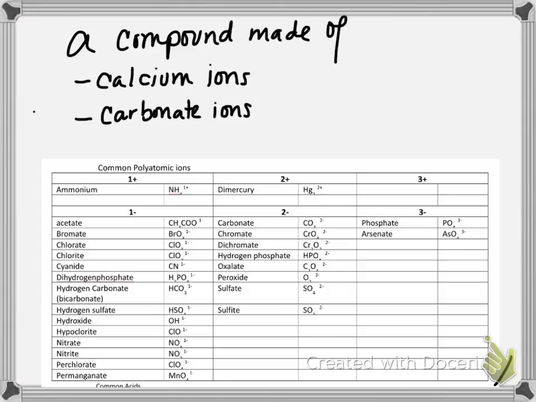We'll start off with some simple formula writing. So, just as in binary ionic compounds made with monoatomic ions, the rules are the same in that the cation always goes first and the anion always goes second, and then when we get to naming, compounds are just named for the ions that they're made from. So let's look first at a compound made of calcium ions and carbonate ions.